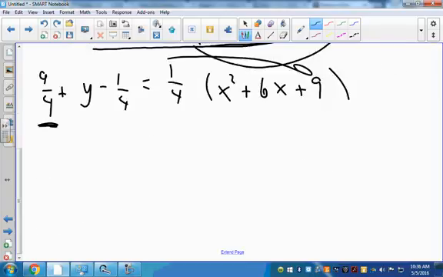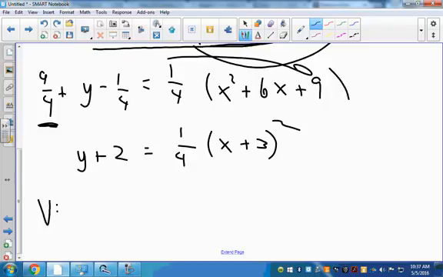Okay, so now I have y plus, what's that, 2? 9/4 take away 1/4 is 8/4. Is equal to 1/4 times x plus 3 squared. Boy, wasn't this a nice problem? No fractions at all. Vertex, -3, -2. H is with x, k is with y.